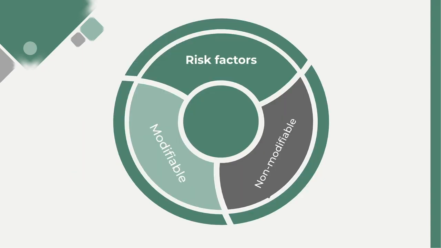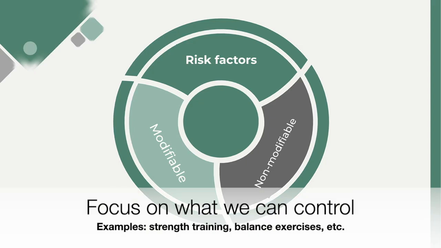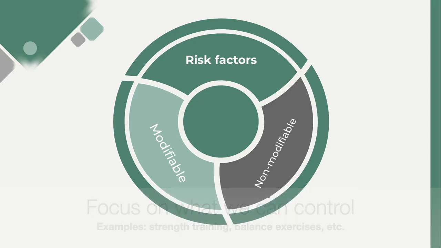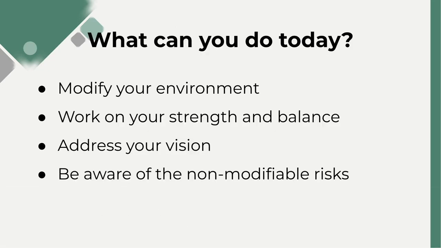It's important to understand that modifiable and non-modifiable factors often work together. So for example, you may not be able to change the fact that you're getting older, but by focusing on strengthening your muscles, improving your balance, you can actually offset some of the risks that come with getting older and aging. So let's talk about practical steps.